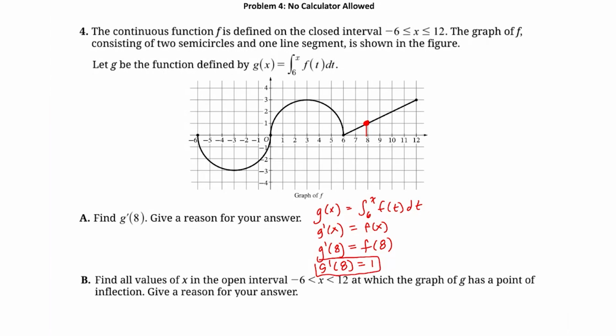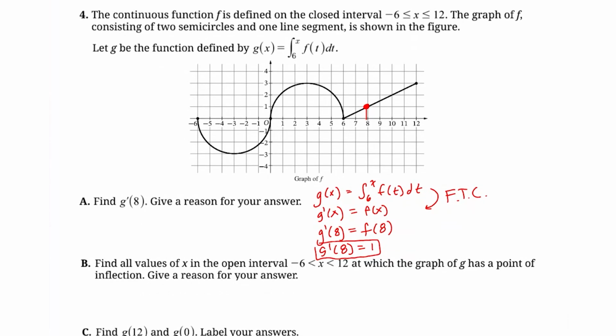Okay. It says give a reason for your answer. I'm wondering if they want you to actually call out that we're using the fundamental theorem of calculus. I don't know if you really need to do that, but that is the justification for how we're getting that derivative. Part B says find all the values of x on the open interval, negative 6 to 12, at which the graph of g has a point of inflection. Give a reason for your answer.